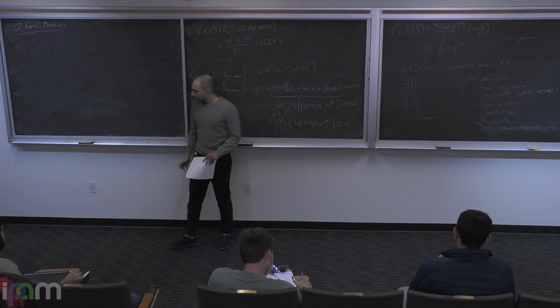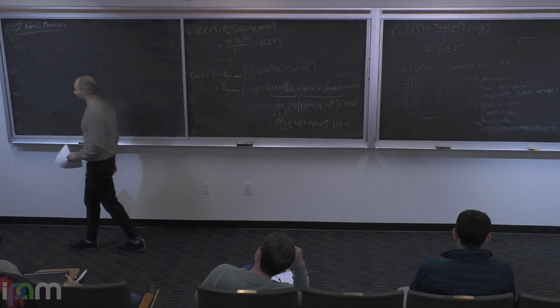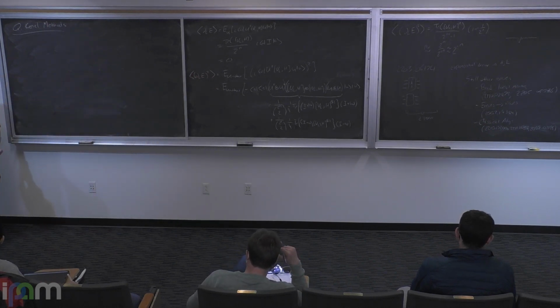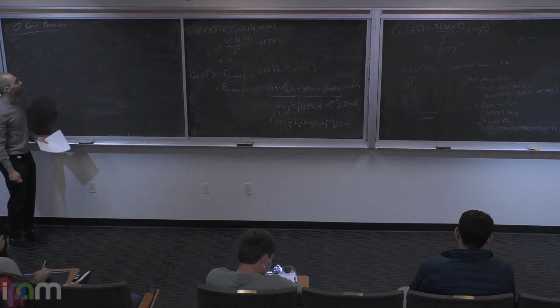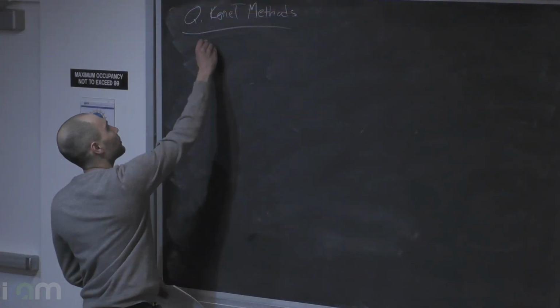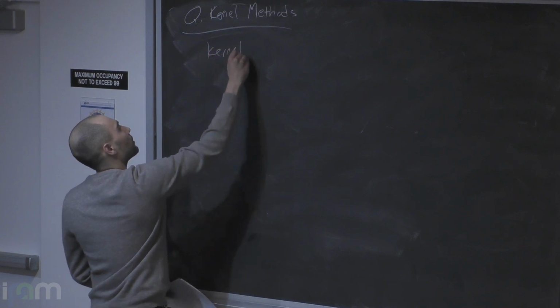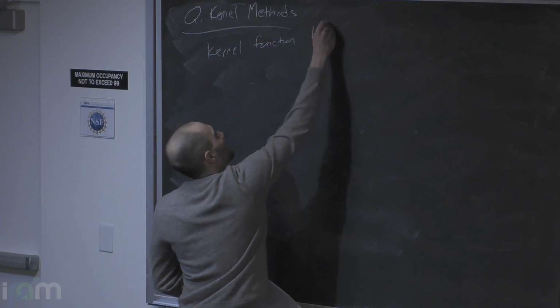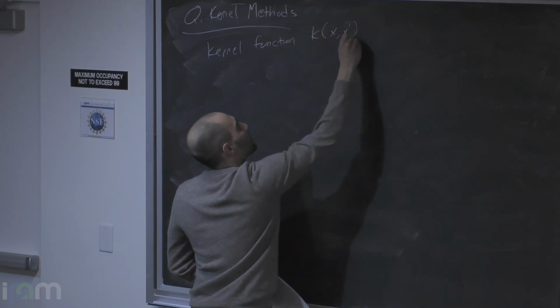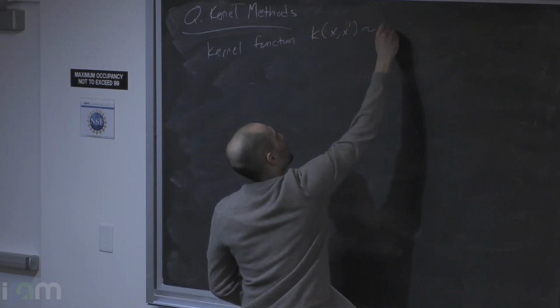Right. So kernel methods are essentially saying we do all of our learning with a kernel function. And a kernel function, you can think of it as something that takes in x and x prime, and it returns like a similarity.